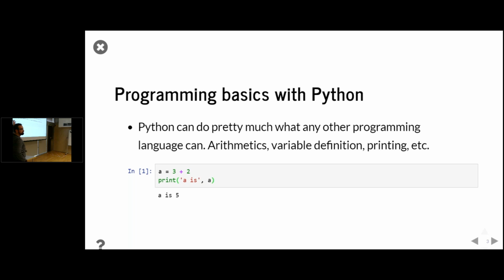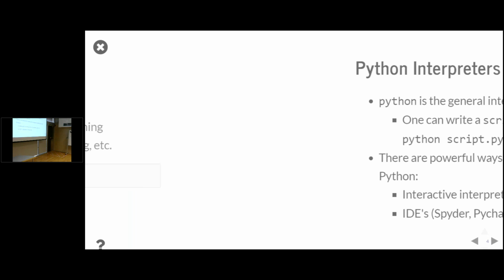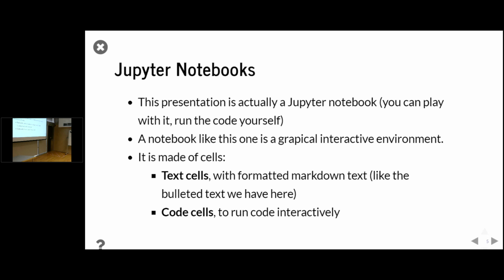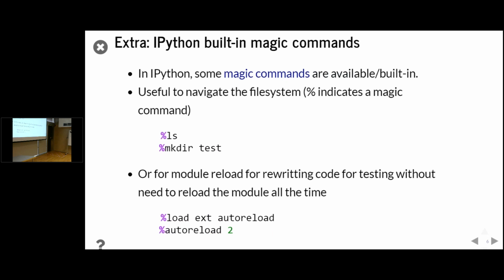So actually, what I was showing here is basically some text interacting with some code cell. So this is a code cell, okay? Just hit Shift and Enter on it, and it runs the code, okay?